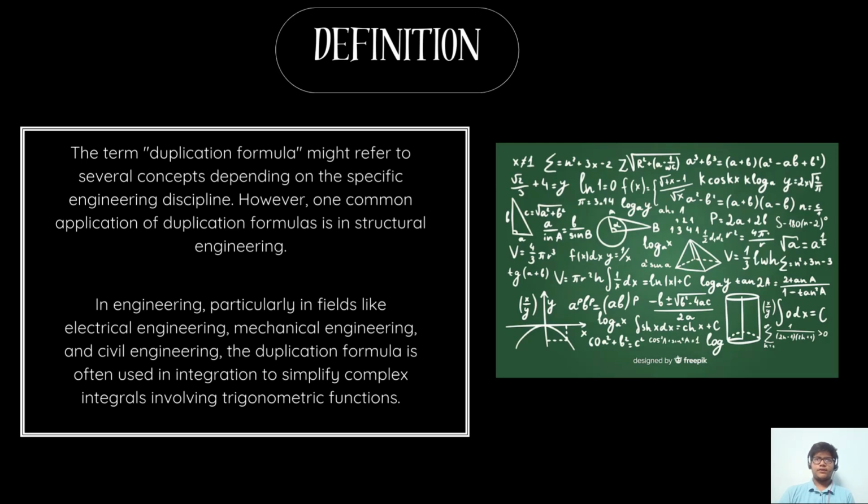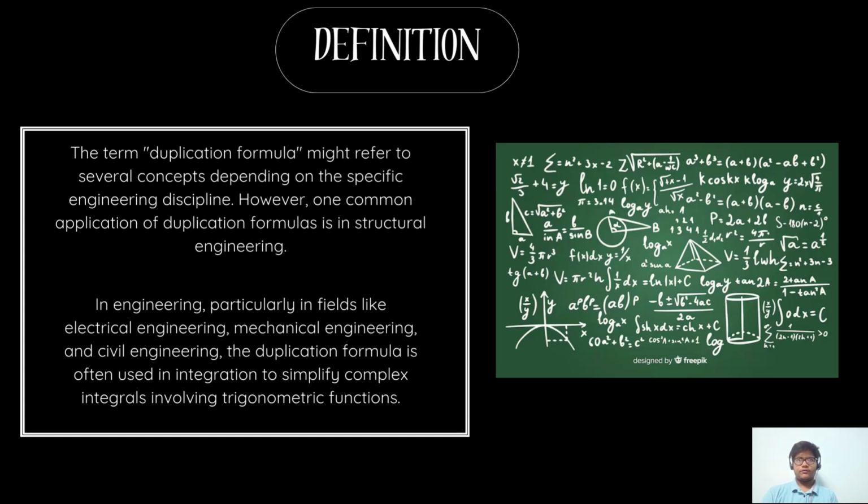In engineering, particularly in fields like electrical engineering, mechanical engineering, and civil engineering, the duplication formula is often used in integration to simplify complex integrals involving trigonometric functions. These formulas are derived from the double angle identities in trigonometry. They allow engineers to convert integrals involving powers of sine or cosine into integrals involving powers of cosine with the double angle, or vice versa, which can often simplify calculations.